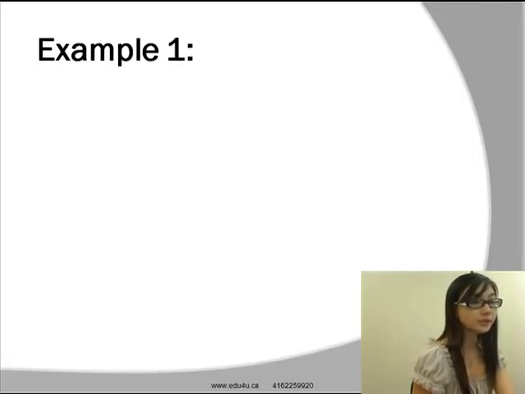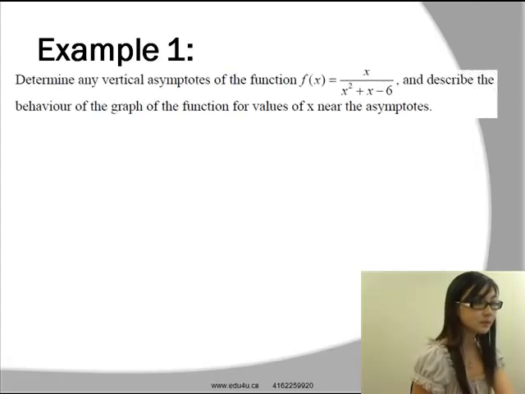Let's take a look at example 1 from your learning resources. Determine any vertical asymptote of the function f(x) = x over x squared plus x minus 6, and describe the behavior of the graph of the function for values of x near the asymptotes.